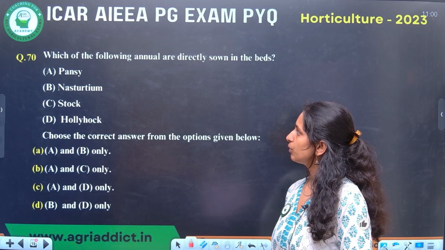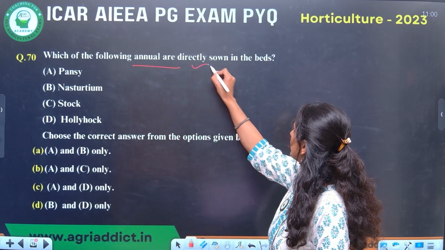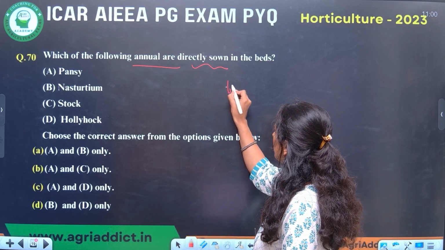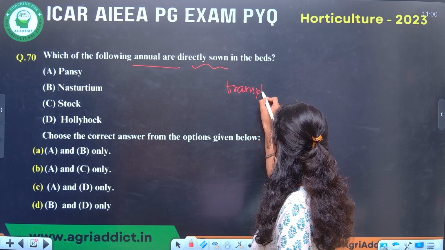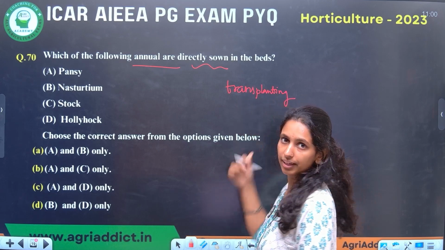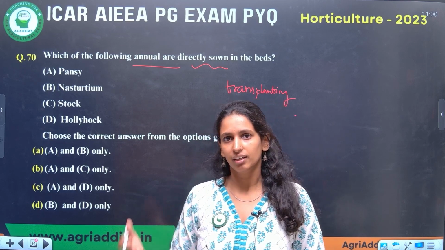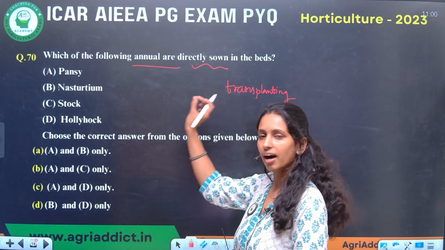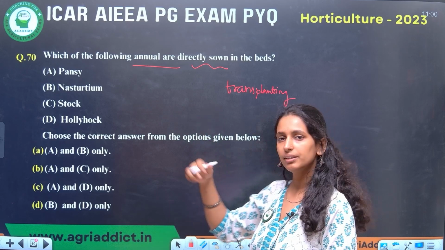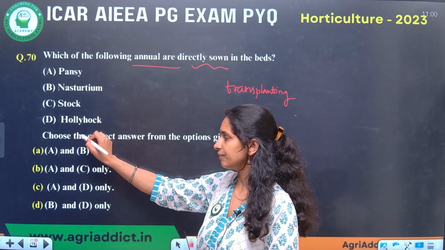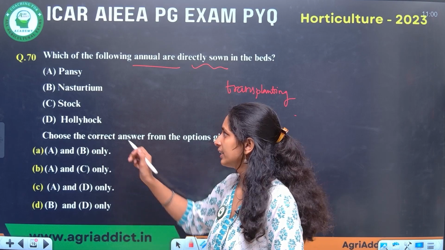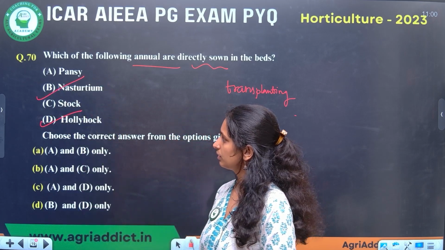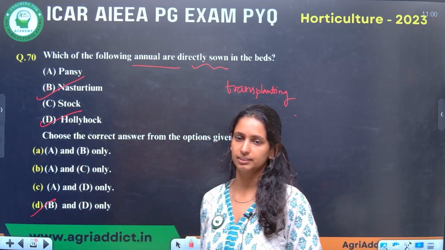Next question. Which of the following annuals are directly sown in the beds? Here you have to understand that directly sown means they are not transplanted. Why do we go for transplanting? We transplant when the seeds are very small or there is a requirement for thinning. There are more plants, so we have to remove some for the growth of the others. But when they have large seeds, there is no need for transplanting. So in these options, we have to see which have very large bold seeds. That is, one is hollyhock and another is nasturtium. Both have very bold seeds.